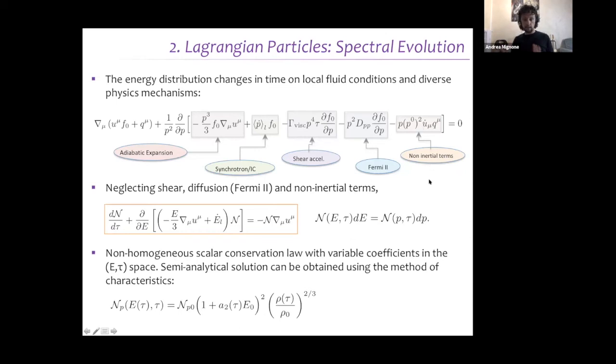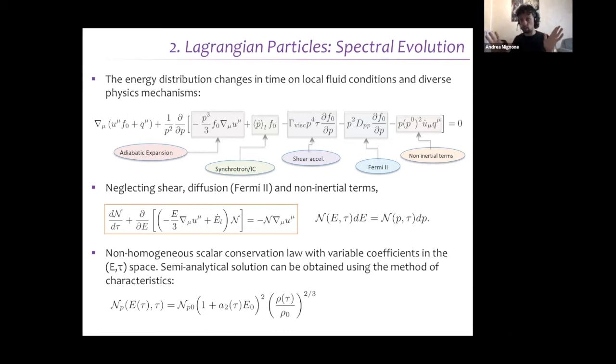Now, if you neglect a bunch of these terms, but you keep synchrotron and adiabatic expansion, then you end up with an equation, which is the orange box equation, that tells you essentially the temporal evolution of the distribution function of that particular macroparticle.